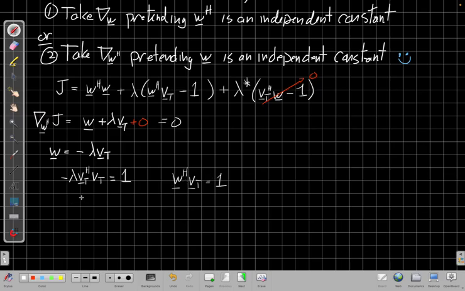Right, so if I do that, now I can say, well, this term here, V Hermitian V, for the way we write replica vectors, is n, the number of sensors. This is norm of V squared. And so solving for that, I get that lambda is minus 1 over n. And so my weight vector is 1 over n times V transpose.